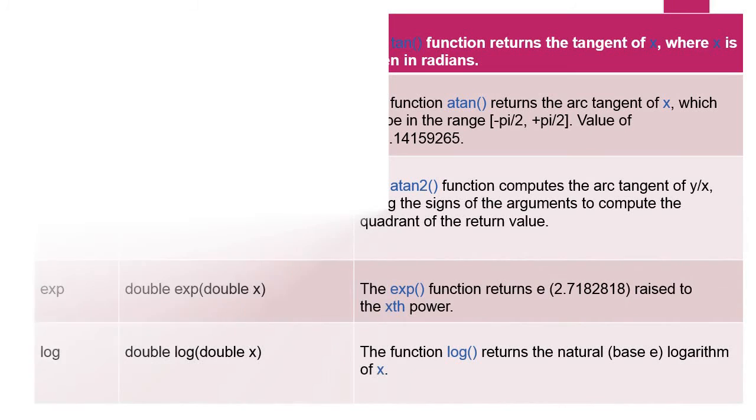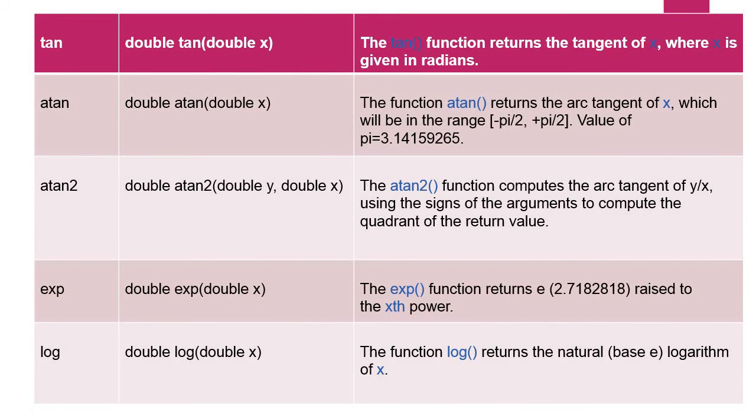Let's see other mathematical functions. Next is the tan function, double tan(double x). The tan function returns the tangent of x, where x is given in radians. Next is the atan function, double atan(double x). The function atan returns the arc tangent of x, which will be in the range -pi/2 to +pi/2. The value of pi is 3.14159265.